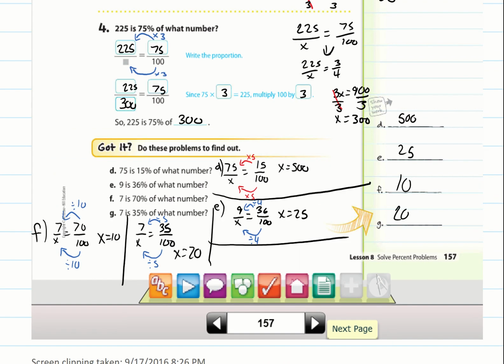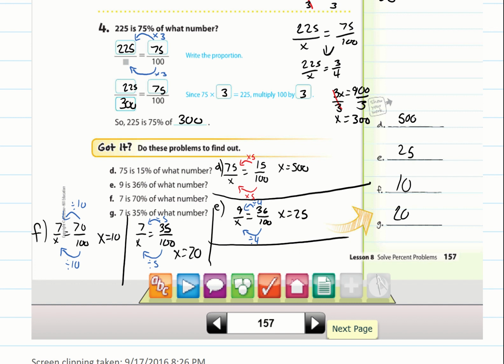Alright, so I did it kind of in a weird order, or I placed them weird. So for D, and I only did the proportional method, we have 75 is 15% of what number? So 75 over x equals 15 over 100. In order to get from 15 to 75, I can just multiply it by 5. Whatever I do to the top, I do the bottom. So 100 times 5 equals 500.